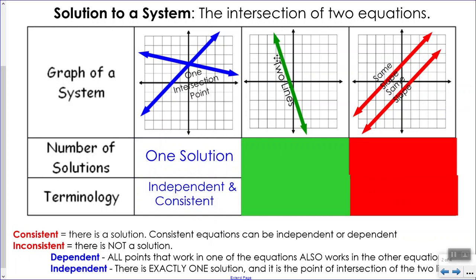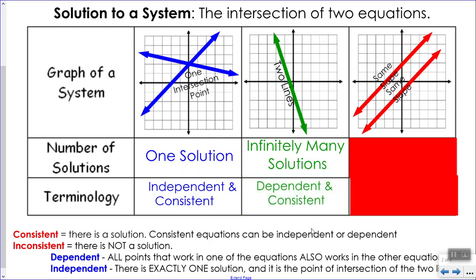Our second example here, it looks like one line, but it's actually two that are overlapped on top of each other. That's basically saying that they're the same line. So here we have infinitely many solutions, because as that line continues in both directions, it continues to overlap. That line has an infinite length, so we have infinitely many solutions to the system. This is also a consistent system because there are solutions, but this is a dependent system because all the points that work in one solution also work in the other equation. The solution value of x depends on the solution value of y, and vice versa.